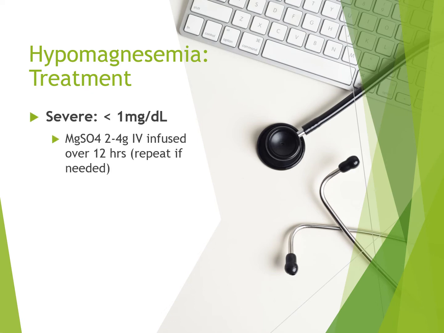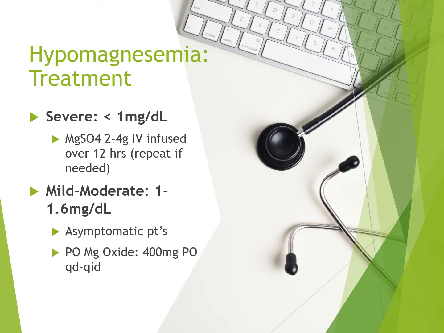But based off strict hypomagnesemia guidelines, if it is severe, less than 1, these patients should be symptomatic, and you'll typically give magnesium sulfate as 2 to 4 grams IV infused over 12 hours, and then this can be repeated as necessary. If it's mild to moderate, typically these patients are asymptomatic, you can give oral magnesium. However, remember that oral magnesium can cause diarrhea, as it's often present in a lot of stool softeners. So, if the patient already has losses of their magnesium from a GI cause, it may be more beneficial to replace with IV magnesium.